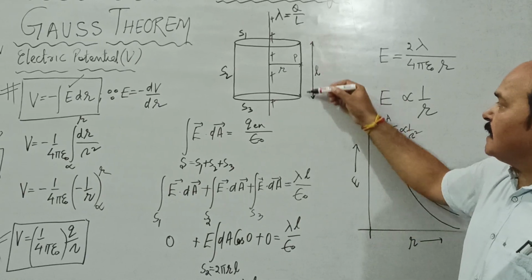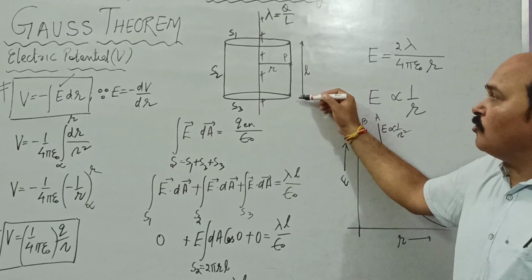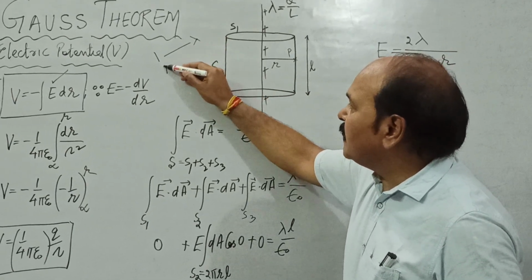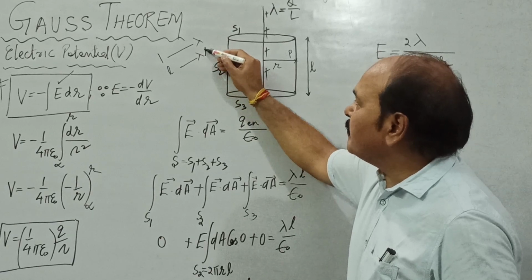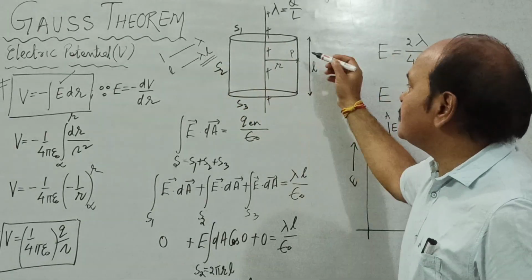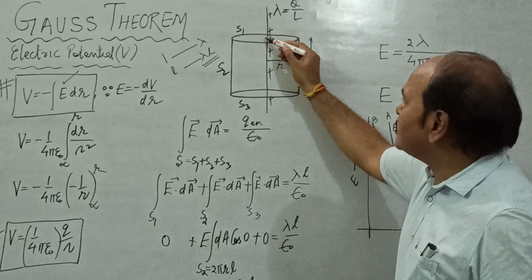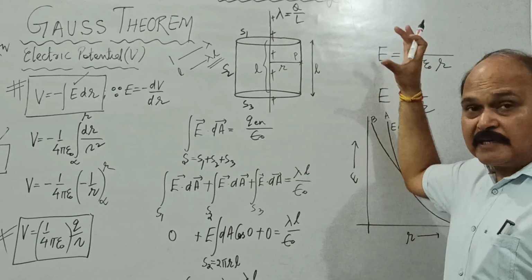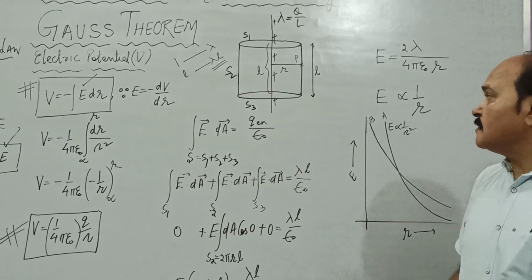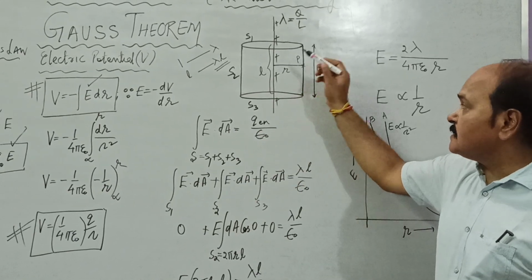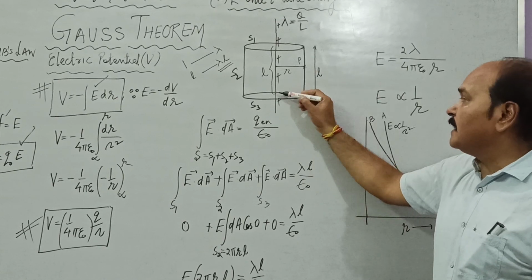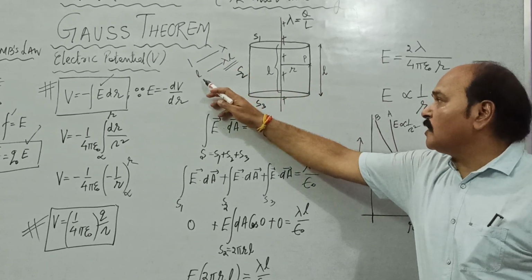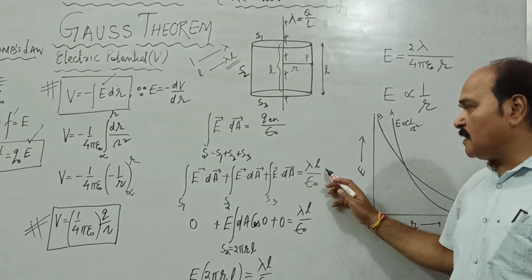The length of the cylinder is L, small l. Over unit length, the charge is lambda. Therefore, over length l, the charge is going to be what? Lambda l. So, what is the charge enclosed? The charge enclosed is the charge over the wire of length l which is right inside this Gaussian surface. So small l is the length of the wire inside the Gaussian surface. Over unit length, the charge is lambda; over small length l, the charge is lambda l. So this is the charge enclosed.